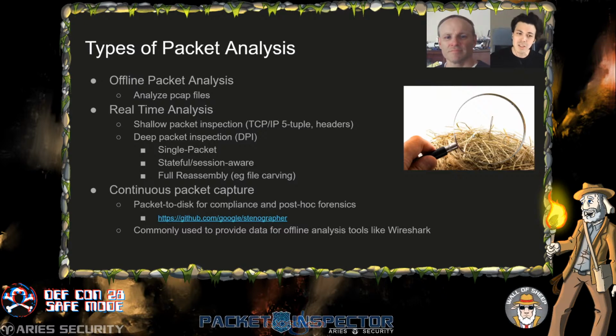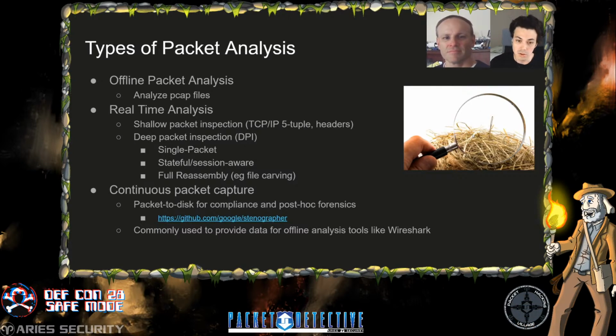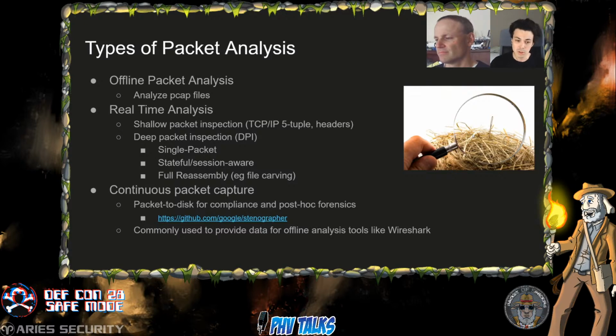Kind of the flip to that offline packet analysis is continuous packet capture, where you're just writing packets to disk as fast as you can. You have a rolling buffer, and you just keep filling those disks with raw packets. A good example of this is Google's open source Stenographer, which again is meant for high-speed packets to disk.